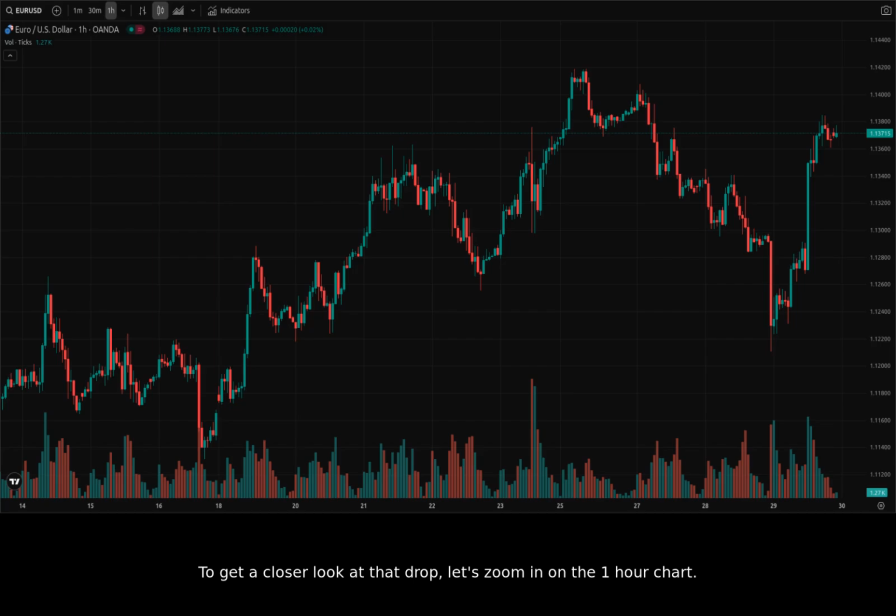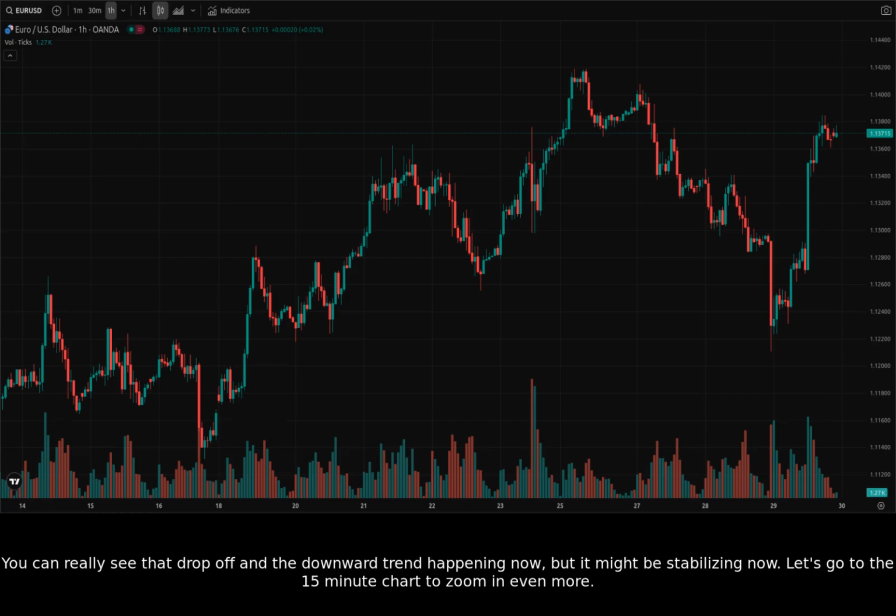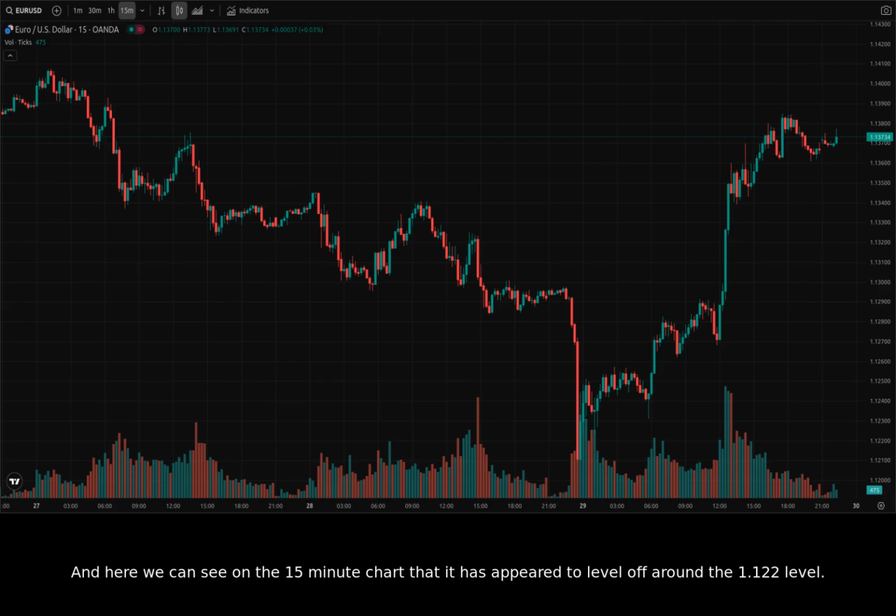I can now see a new downward trend in the most recent candle. To get a closer look at that drop, let's zoom in on the 1-hour chart. You can really see that drop off and the downward trend happening now, but it might be stabilizing. Let's go to the 15-minute chart to zoom in even more. And here we can see on the 15-minute chart that it has appeared to level off around the 1.122 level.